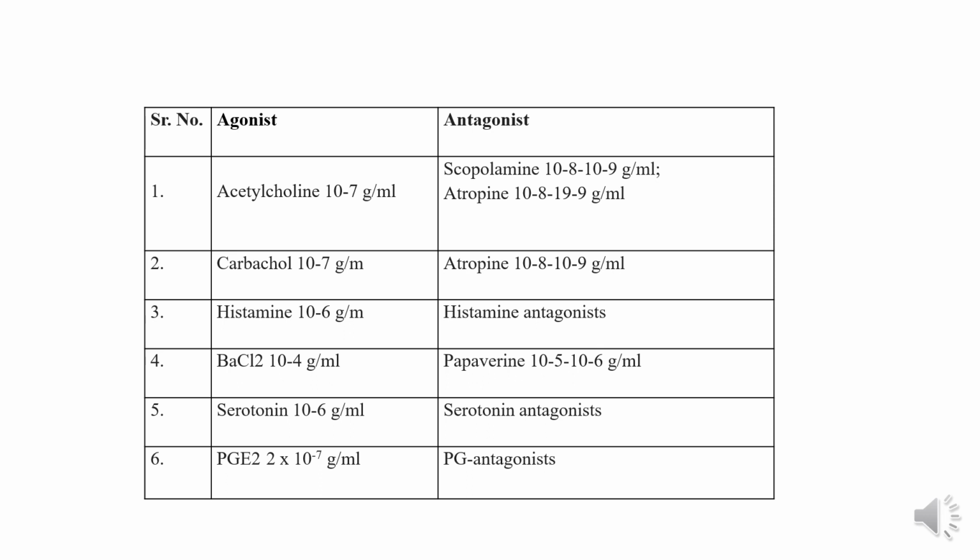So these are some combinations of agonist and antagonist. We can use acetylcholine as agonist, with scopolamine or atropine as antagonist. We can use carbachol as agonist with atropine as antagonist, then histamine with its antagonist, then BaCl2 with papaverine, serotonin as agonist with a serotonin antagonist, then PGE2 and a PG antagonist. So these are some combinations. In today's experiment we are discussing histamine and a histamine antagonist like meperamine.